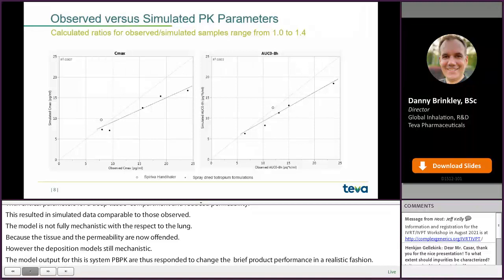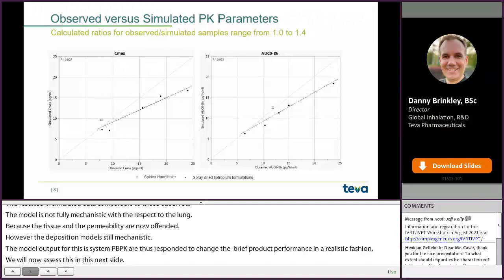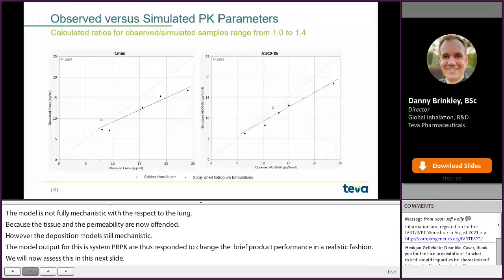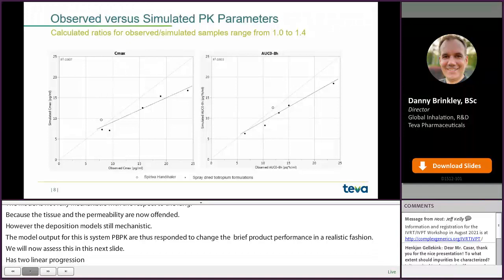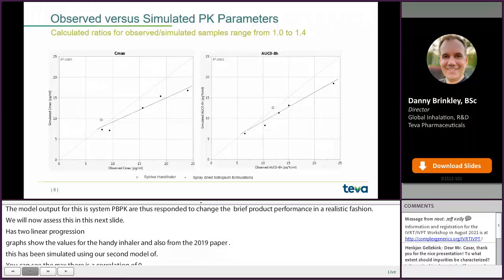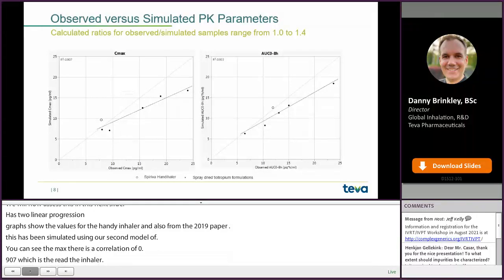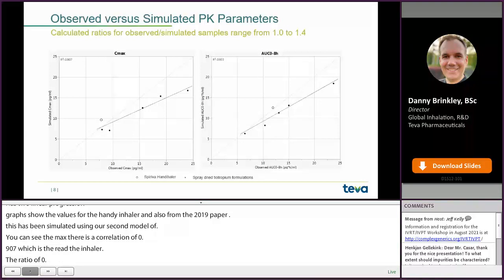On this slide, the two linear regression graphs compare the observed and simulated respective Cmax and AUC to 8 hour values for the Spiriva Handyhaler and PUR0200 spray-dried formulations from the 2019 PERI et al. paper that have been simulated using our second model. For Cmax, there is an R² correlation of 0.907, with a Spiriva Handyhaler observed simulation ratio of 0.8. The PUR0200 sample ratios range from 1.1 to 1.4.